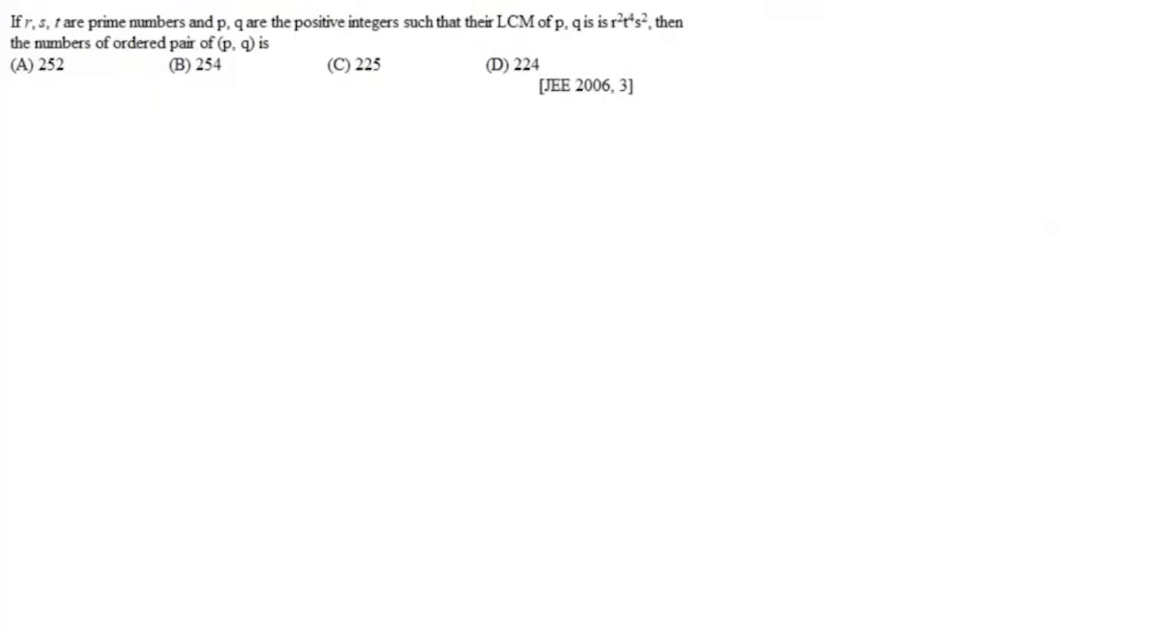Now here the question is, if R, S and T are prime numbers and P and Q are positive integers such that the LCM of P and Q is R square T to the power 4 into S square, then the number of ordered pairs of P and Q is. Now we have two numbers P and Q, and their LCM is R square T to the power 4 into S square. Now if we look at R square, since the LCM has R square, one of P or Q must contain R square.